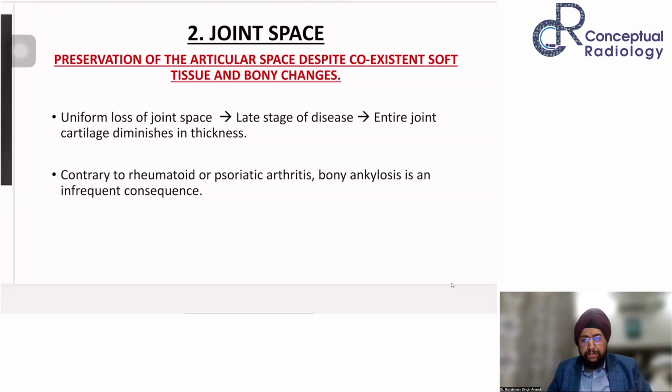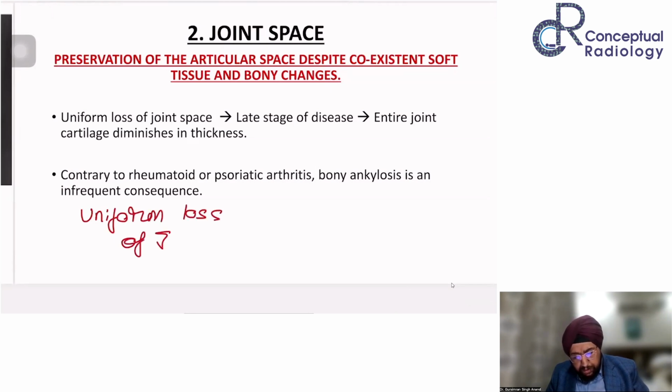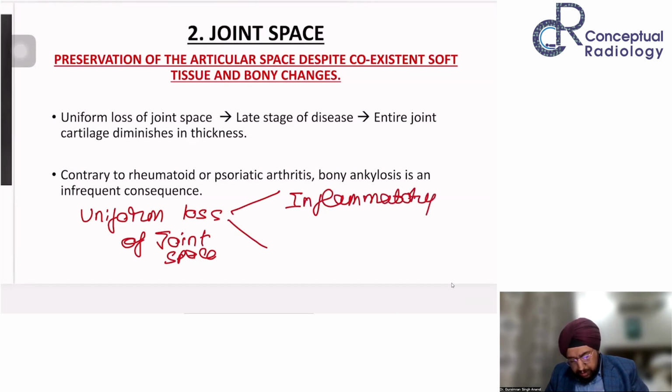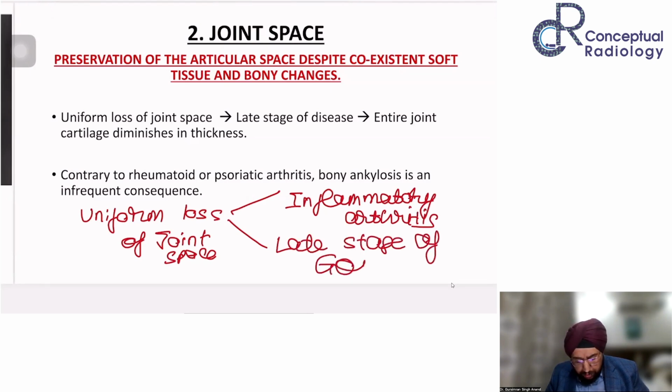So now, there are two diseases which show uniform loss of joint space: one is inflammatory arthritis, and one is the late stage of gout. So please remember it's the late stage of gout.